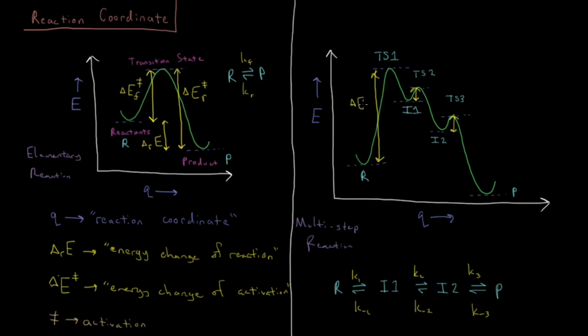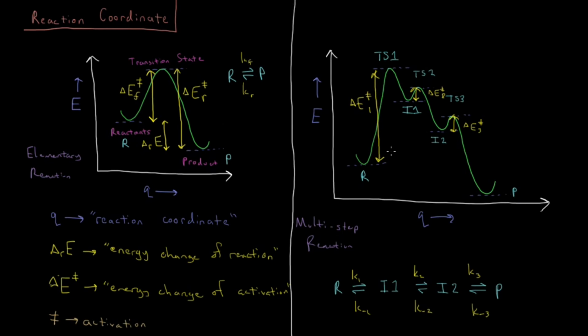So this would be delta E. I'll call this delta E1 of activation. Call that delta E2 of activation. I'll call that delta E3 of activation.